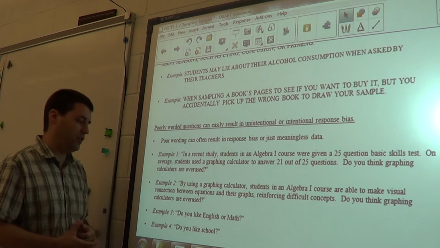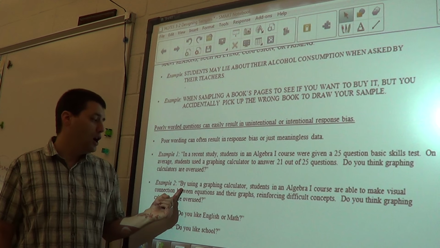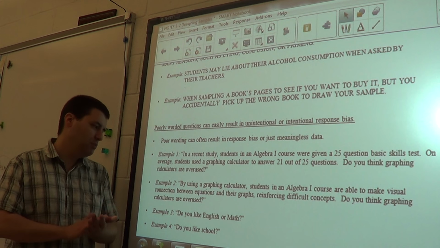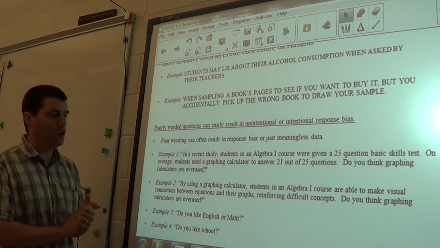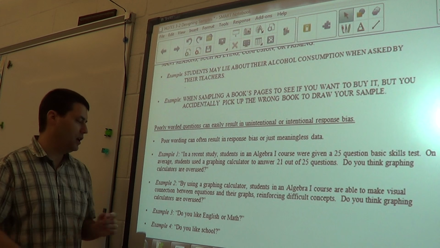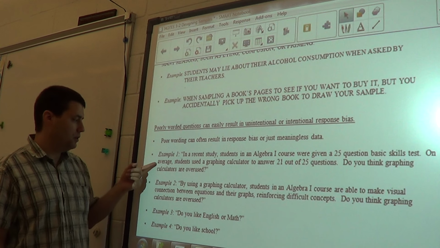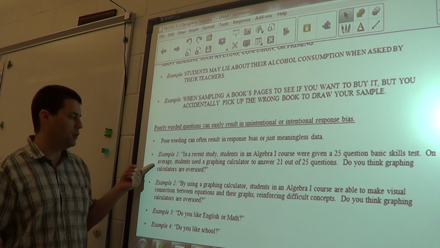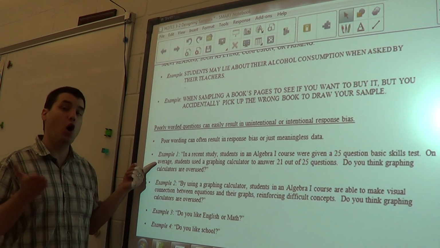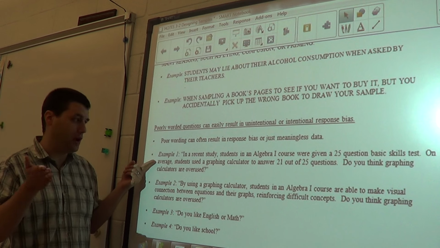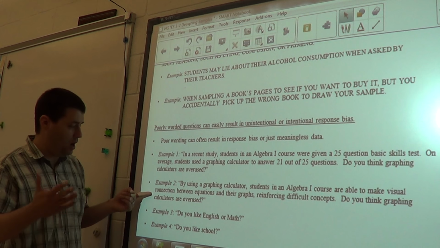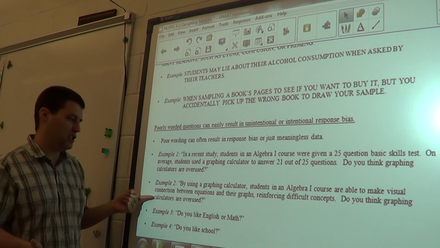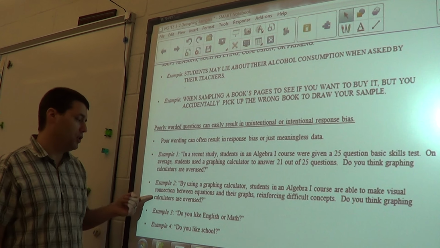Versus the second question, if I ask it this way. Same question, realize. By using a graphing calculator, students in an Algebra 1 course are able to make visual connections between equations and their graphs, reinforcing difficult concepts. Do you think graphing calculators are overused? Notice the same question. The first one is more likely going to get people to say, yes, I think they're overused, which is going to overestimate our actual true answer. Whereas with the second one, people are likely to say, no, I don't think they're overused, that works well. So I would likely underestimate the true answer.